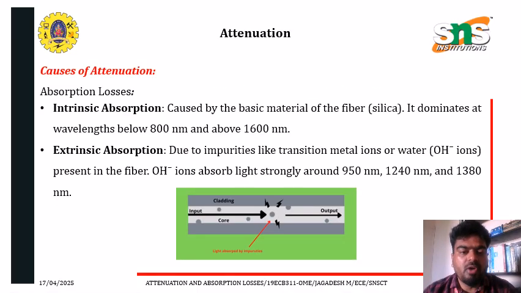And what are the causes of attenuation? There are several causes. First, absorption losses. There are two kinds of absorption loss here: intrinsic absorption loss and extrinsic absorption loss. Intrinsic absorption loss is caused by the basic material of the fiber, that is silica. It dominates at wavelengths below 800 nanometers and above 1600 nanometers. Extrinsic absorption is due to impurities like transition metal ions or water present in the fiber. Oxygen-hydrogen ions absorb light strongly around 950 nanometers, 1240 nanometers and 1380 nanometers.